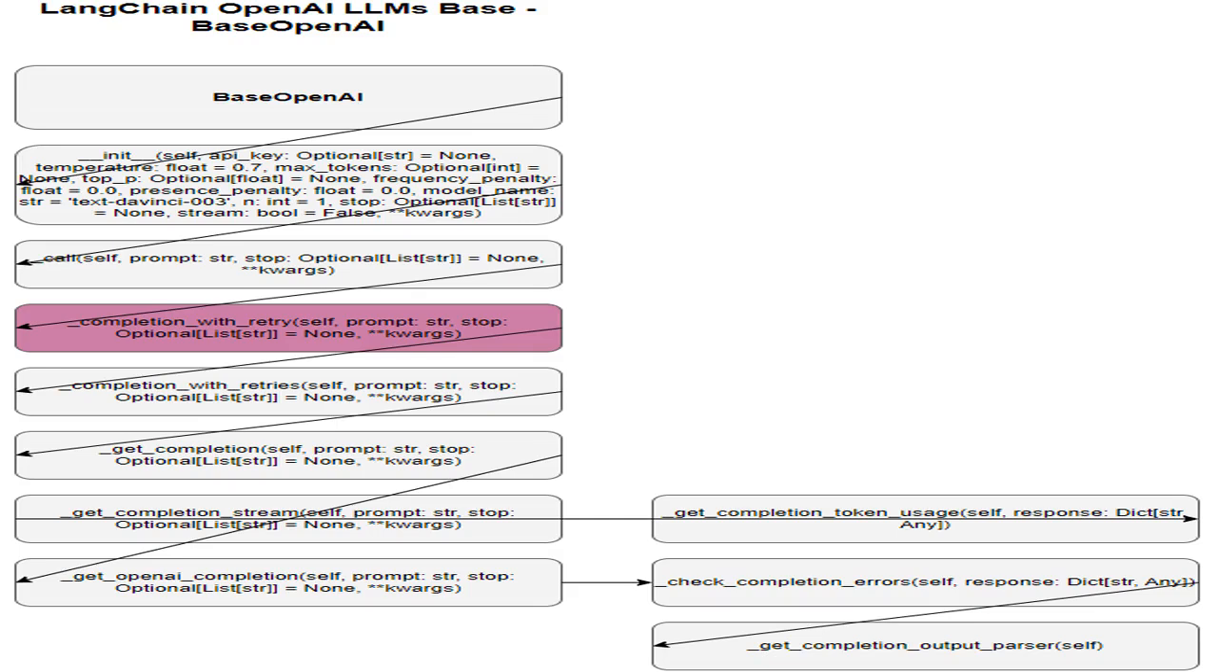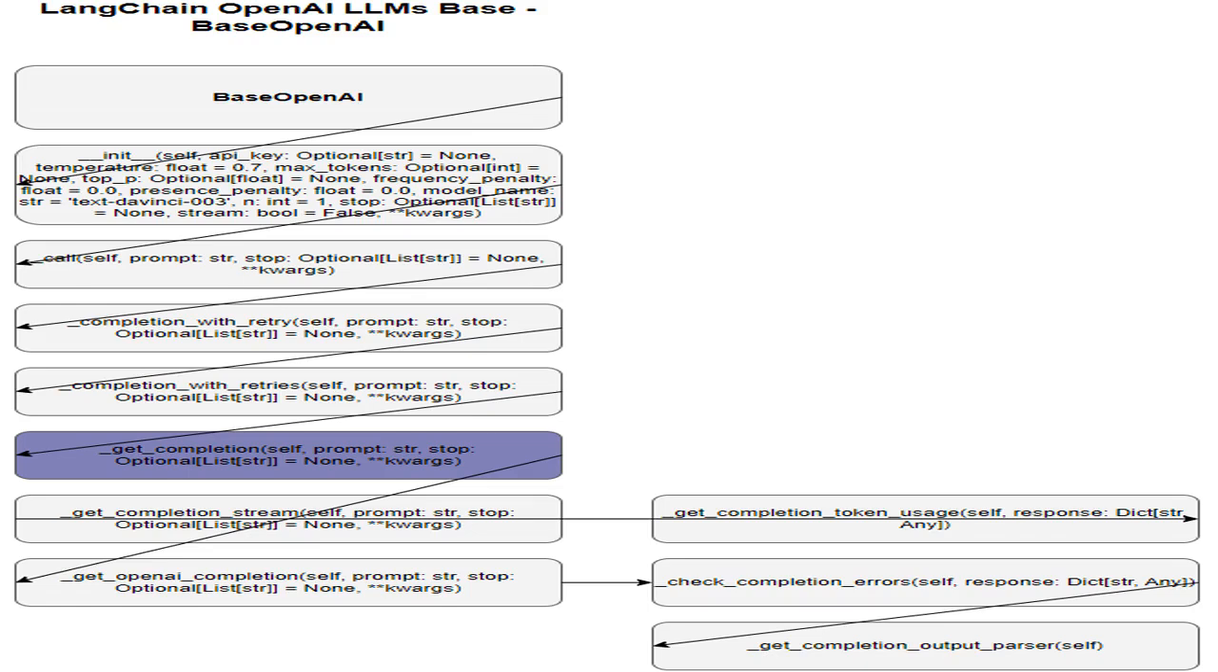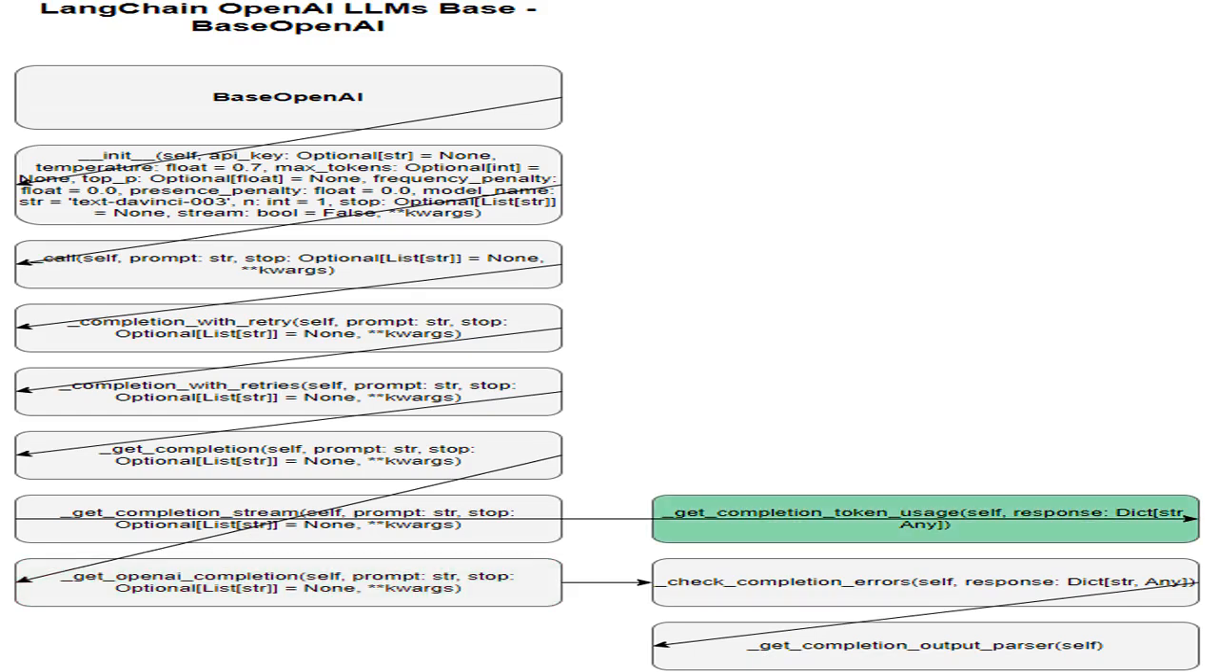Completion with retry implements retry logic for OpenAI completion requests, ensuring reliability. Completion with retries handles multiple retries for OpenAI completion requests, ensuring robustness. Get completion retrieves the completion response from OpenAI, managing the request and parsing the response. Get completion stream handles streaming completions from OpenAI, allowing for incremental text generation. Get OpenAI completion performs the actual OpenAI completion call, using the configured parameters and prompt. Get completion token usage analyzes the response from OpenAI to extract token usage information. Check completion errors validates the OpenAI completion response for errors and raises exceptions if necessary. Get completion output parser provides a parser for the output format of OpenAI completions.